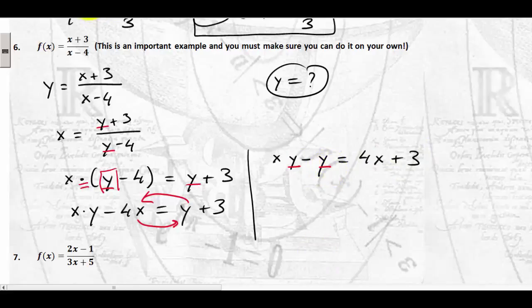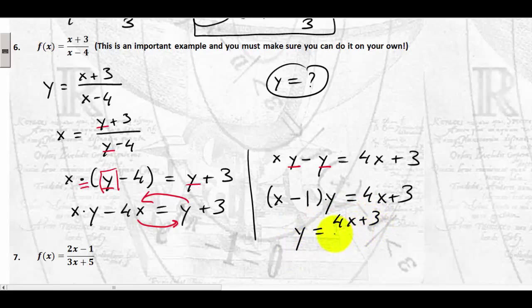I want to solve for y. What do you do? This is where students hesitate sometimes. Solving for y means y has to appear only once on this side, right? So what does it mean? It means you're factoring it. So it's y times what? x minus 1 equals 4x plus 3. That's it. We're done. Now I can solve for y.